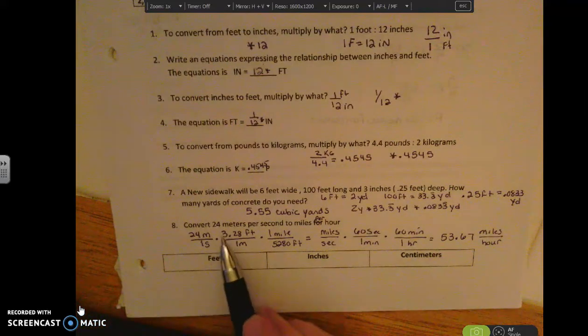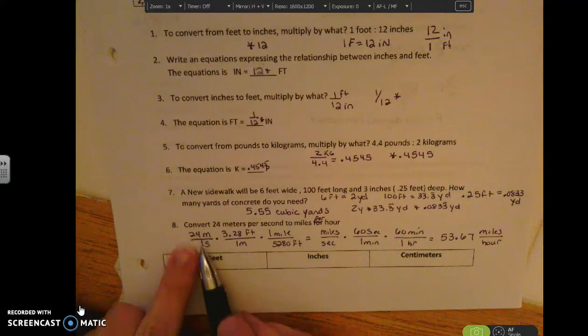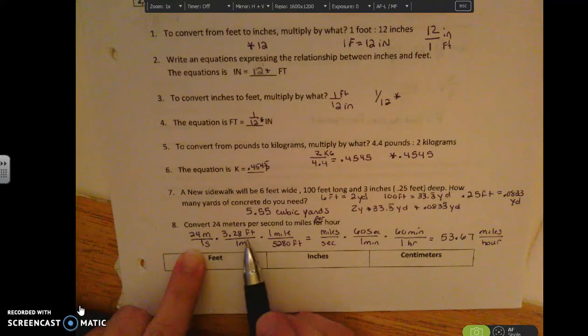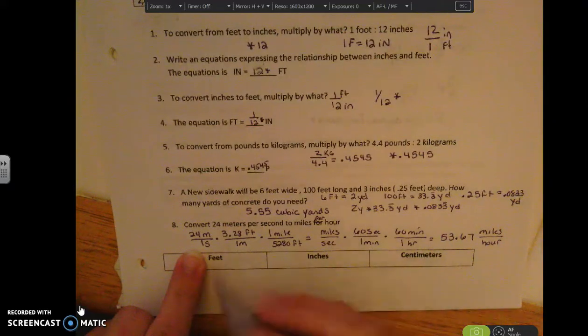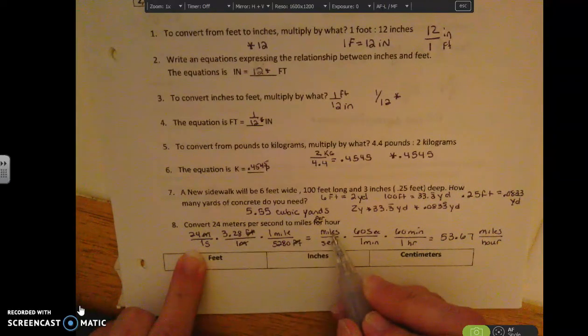The next problem, I want to convert 24 meters per second to miles per hour. There was a little typo there, but I'll fix that. So 24 meters per second, so that's what my ratio is. So I'm going to start my conversions. So I'm going to first do 3.28 feet per meter. So then my meters are going to cancel out. And then I'm going to do 1 mile per 5,280 feet. So my feet are going to cancel out. And at this point, I'm left with miles on the numerator and seconds in the denominator.